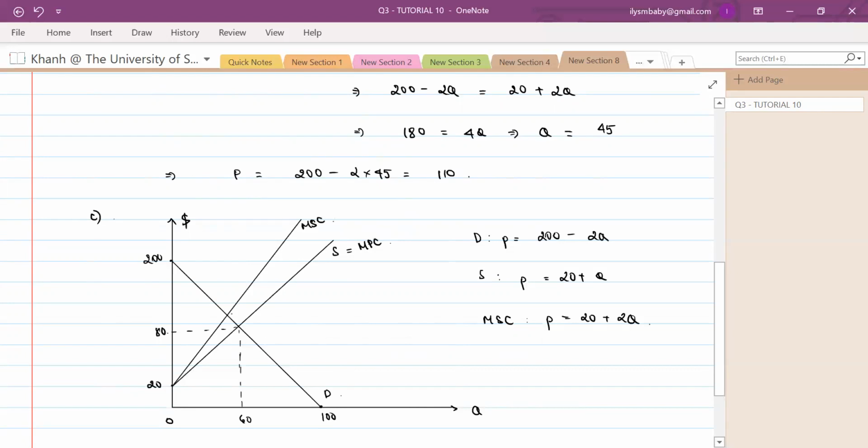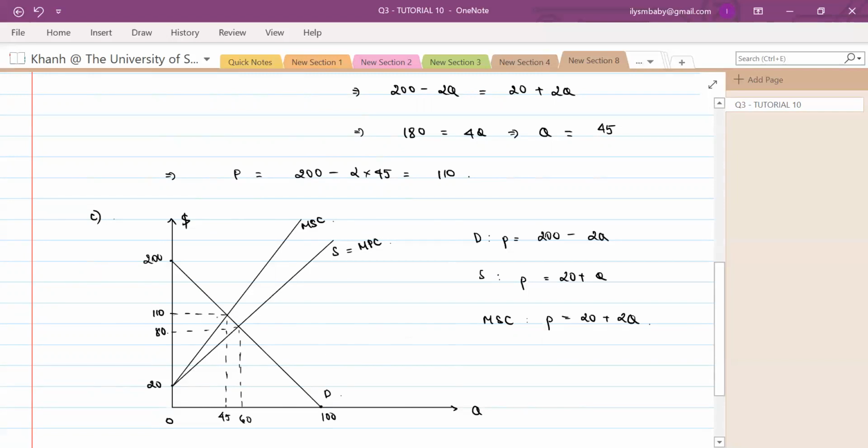All right, so as you can see, it's going to cut the demand curve at this quantity over here. So this is going to be the quantity 45. And this is going to be the socially optimal level of price, which is 110. So what sort of tax would the government be able to impose in order for the firm to be producing at 45 units of output instead of 60?